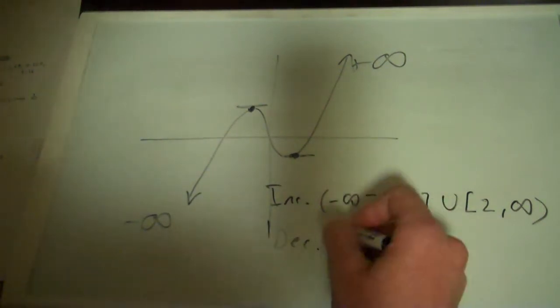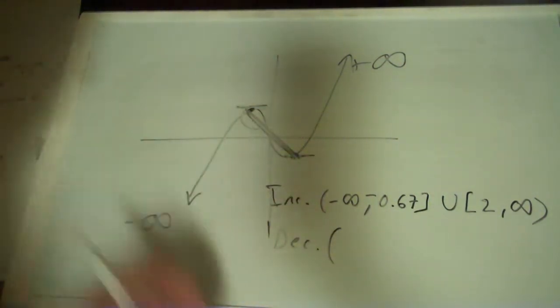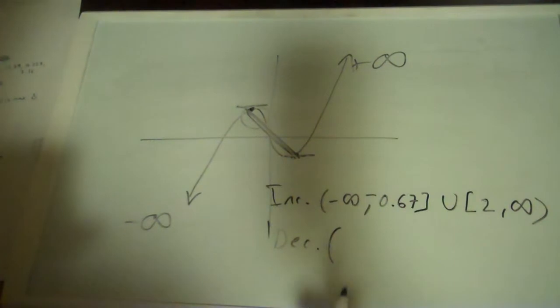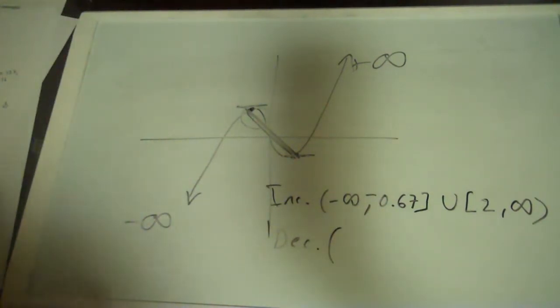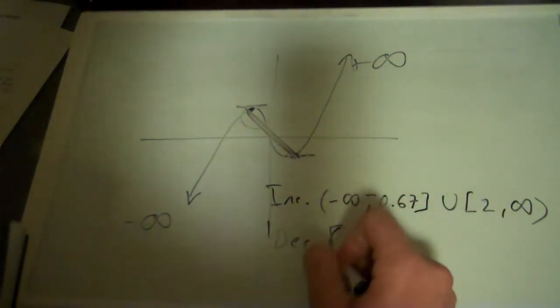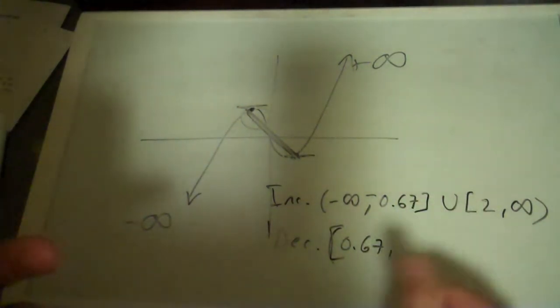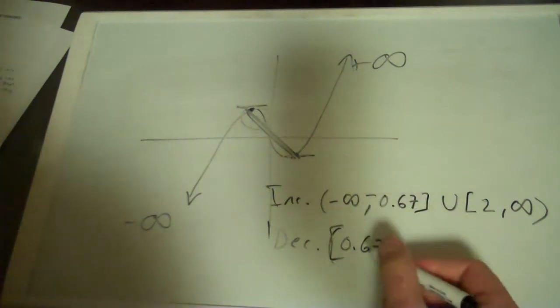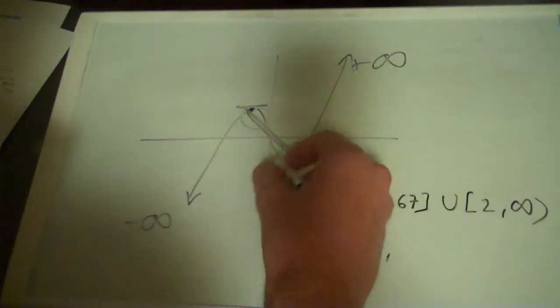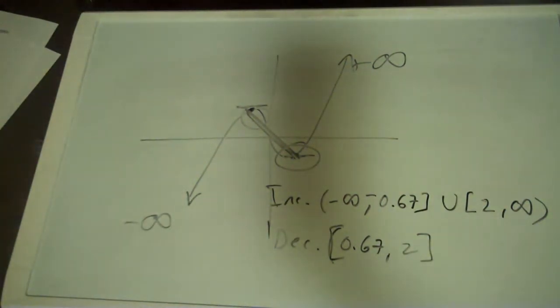Decreasing is basically going to be from here, starting from here all the way down there. That's going to be our decreasing values. And that's going to be from that 0.67 value all the way down to this point, which is that 2. Okay. And that's pretty much all.